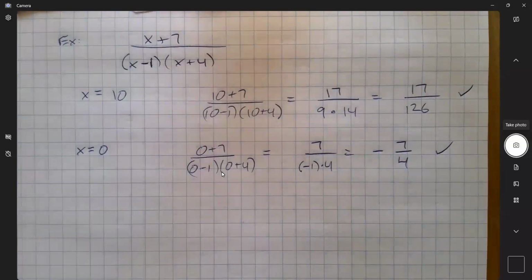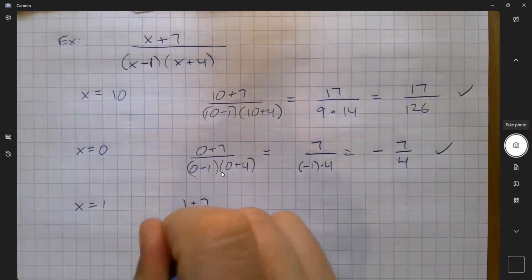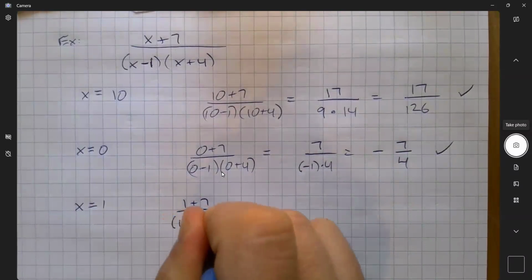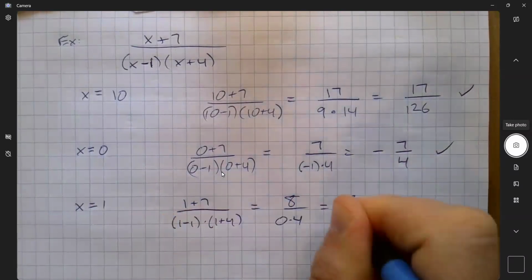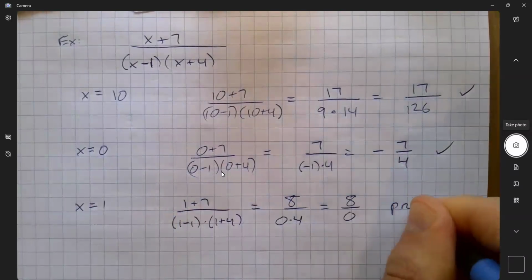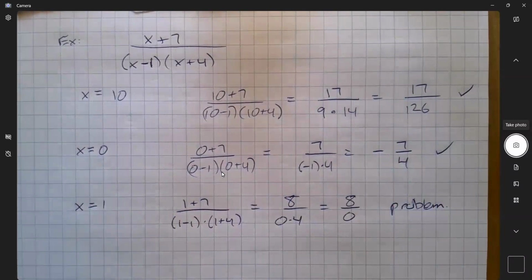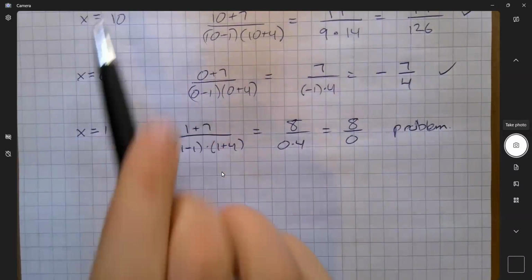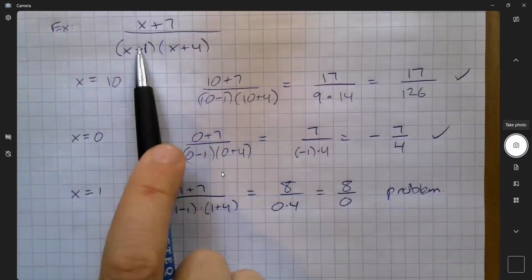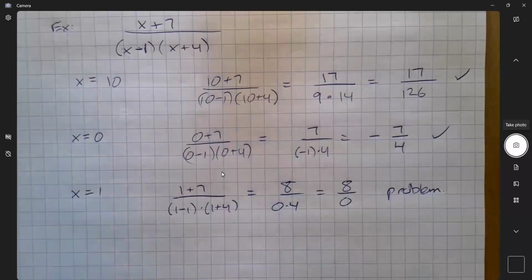Let's find a problem number. Let's try x equals 1. That's 1 plus 7 over 1 minus 1 times 1 plus 4, which is 8 over 0 times 4, which is 8 over 0, and that is a problem. X minus 1 in the denominator of my fraction means that if x equals 1, I have a problem.